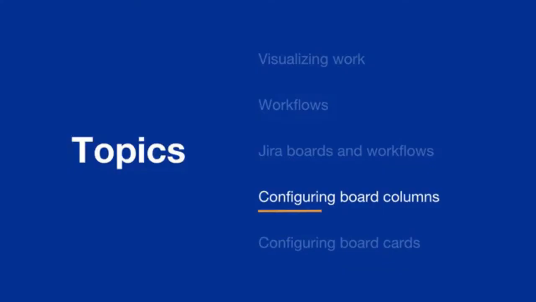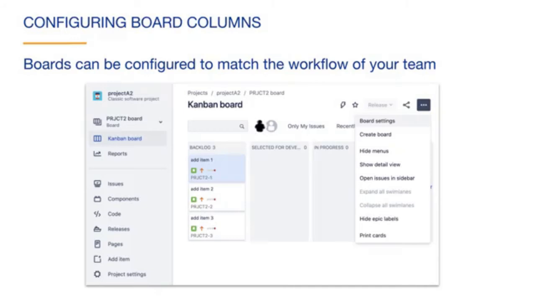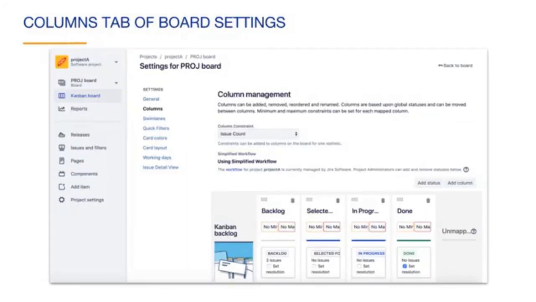Next, we will discuss configuring board columns. Boards can be configured to match the workflow of your team. This is important because agile teams are always improving the process, which means that the workflow may change over time. To configure a board, navigate to the board, select the More icon, then select Board Settings. The Board Settings screen contains 7 tabs. Each of these tabs allow you to configure the board in different ways. For now, we will just focus on the Columns tab.